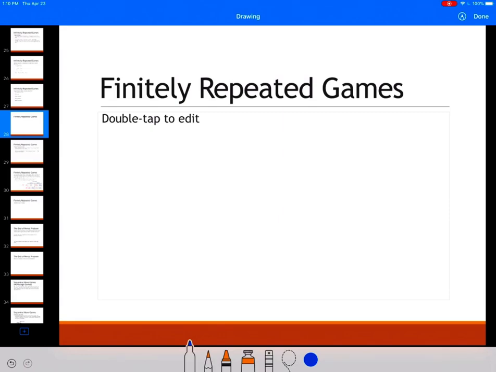So we finished up infinitely repeated games, and so now we'll take a look at those games where it's a game that doesn't go on forever, but it could also be a game that we know is going to end at some point. We just don't know when. Okay, and so that's the aspect of a finitely repeated game.